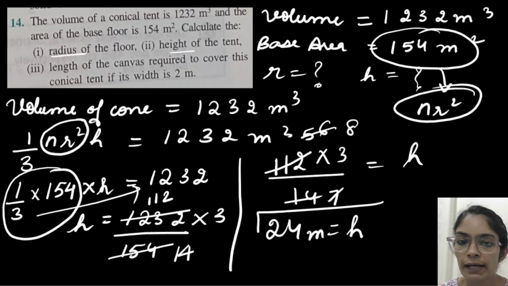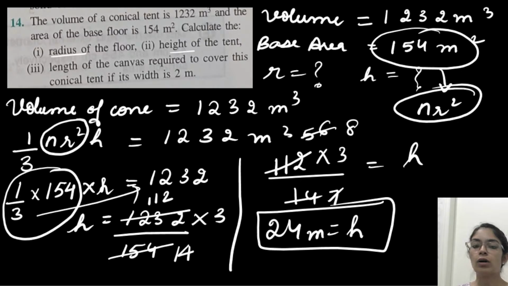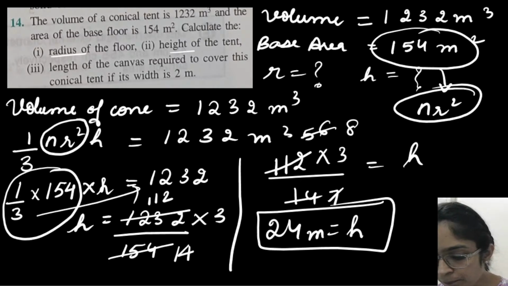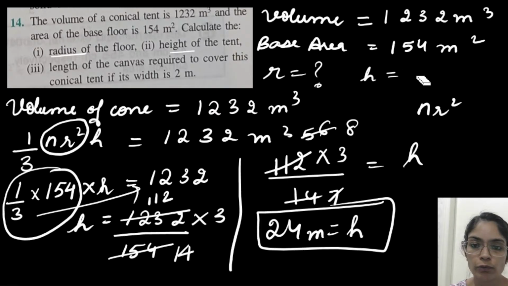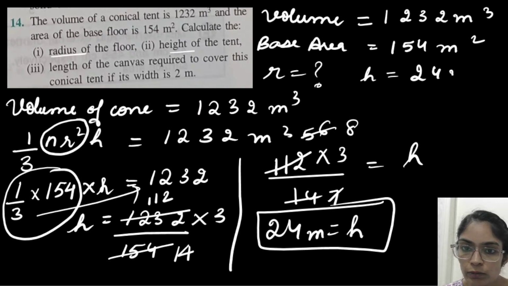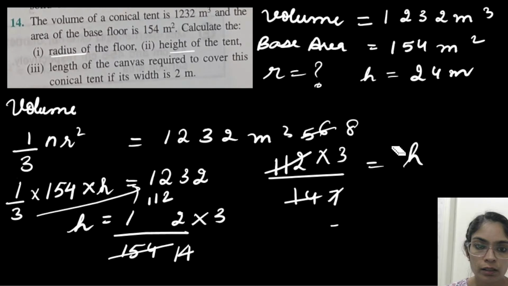So we found the value of height. Height of the cone is 24 meter. Now the base radius we can also find. Because we have to find radius as well as height, I found height by using the volume formula. So height is equal to 24 meter. You can check whether it is correct. Now let's make use of the base radius formula.